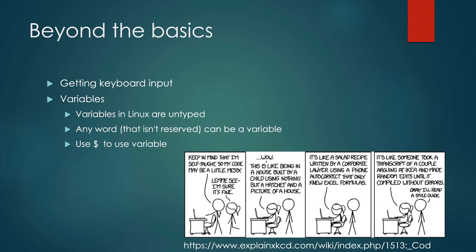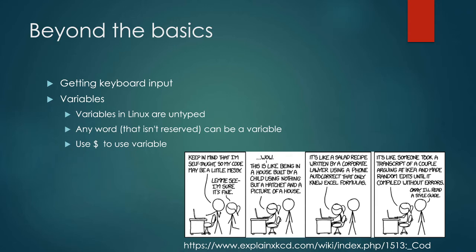Now that we know how to do some basic shell scripting, the next thing that we want to start including is variables, which will allow us to get input from the user. Variables in shell scripting are what's considered untyped or loosely typed. What this means is we aren't going to be setting a variable and telling it a variable type such as int or character or string. We create the variable and then start using the variable. We don't really care what type it is. It'll figure it out. Any word that isn't reserved can be a variable.